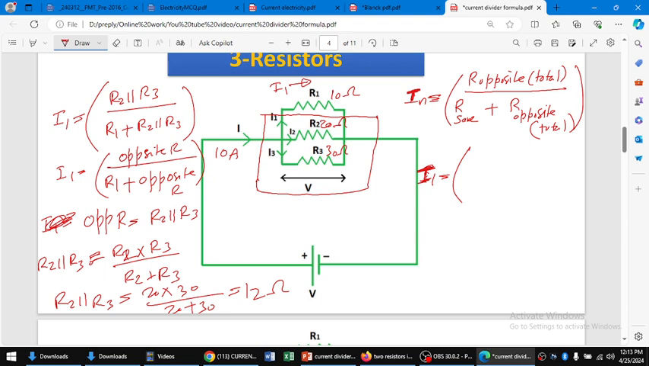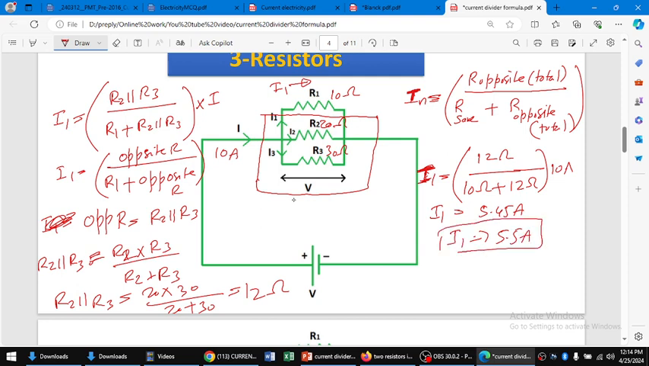So I1 is equal to the opposite resistance, R2 parallel R3, 12 ohm, divided by R1, which is 10 ohm, plus the opposite resistance, again 12 ohm, and we multiply with the total current, 10 ampere. So now we get I1 equal to 5.45 ampere, which is approximately 5.5 ampere, rounded off to two significant figures. So this is I1. For I1 we need the opposite resistance, the R2 and R3 combination.